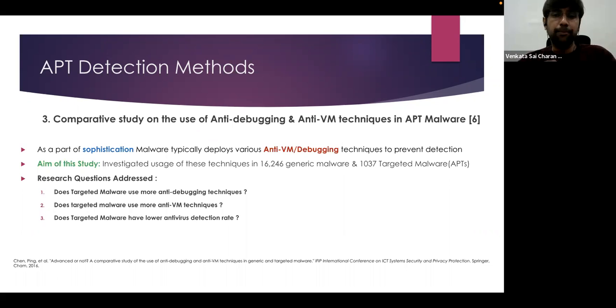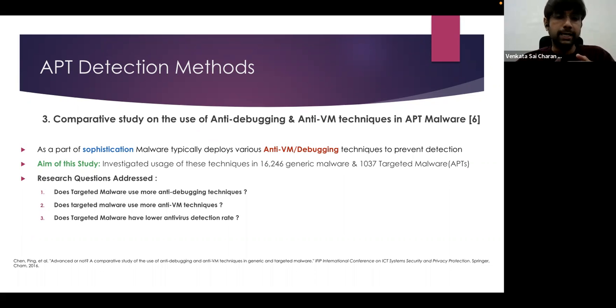So it prevents security experts from digging down and debugging what is actually happening in this particular piece of payload. So these are called anti-VM techniques and anti-debugging techniques. This is a survey paper on how APT malware is using these anti-debugging and anti-VM techniques. They collected 16,000 generic malware samples and 1,000 targeted malware samples for this experiment, and they have done a series of analyses.